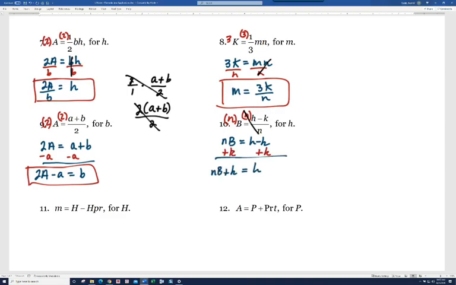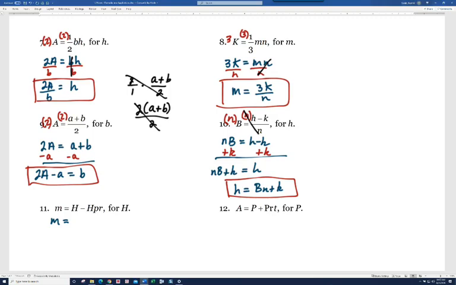So we have NB plus K is equal to H, or again, the other way to write this would be H equals capital B times N plus K. All right, so let's see how you did on 11. On the left, we just have M.